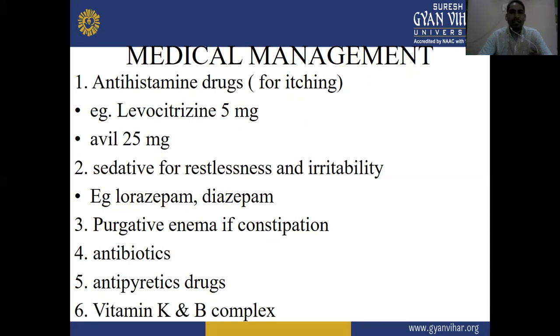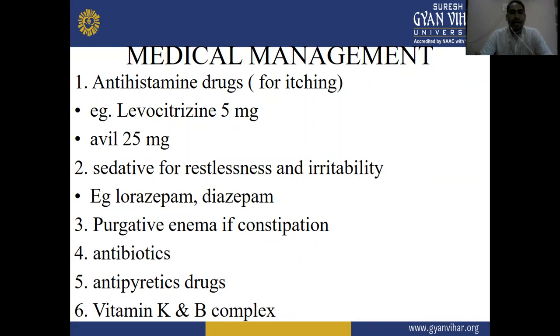The third category is purgative enema if constipation. Constipation is treated by the purgative enema. A purgative enema involves the injection of 1 to 1.5 liters of water or soap solution at 25 to 30 degrees Celsius in order to stimulate peristalsis by irritating the intestinal mucosa and to soften hard stools.